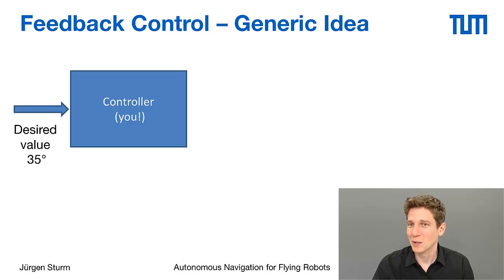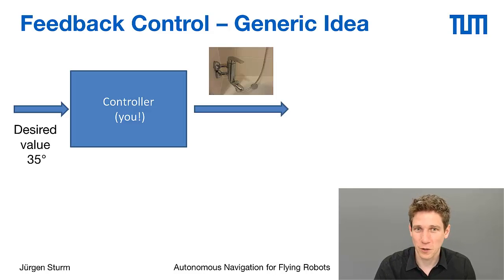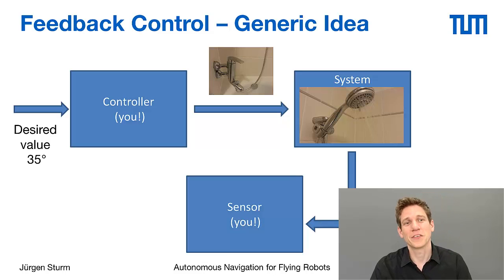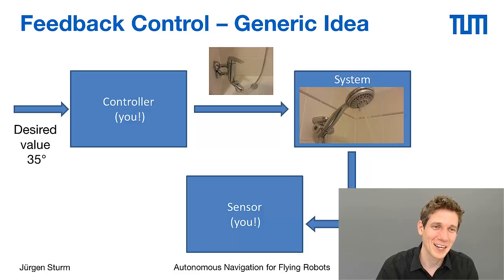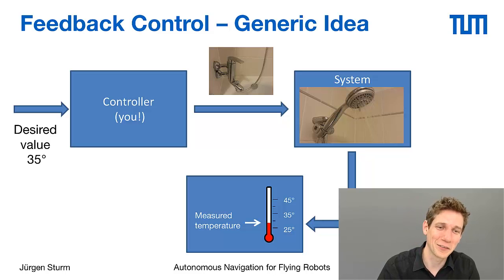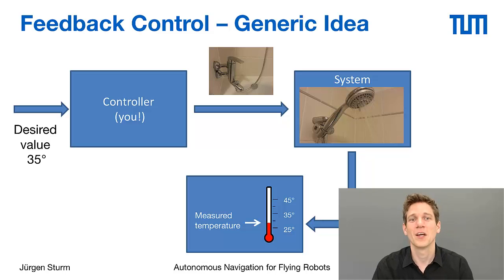So you are in this case the controller that selects the water temperature, and you just switch on the valve or the mixer of your shower, and that will make the water flow of the system. The shower is then called the system in control theory, or the plant. And then you stand below the shower, of course, and then you can sense the temperature of the water. And then figure out that it's actually not at the 35 degrees that you expected, but much below.